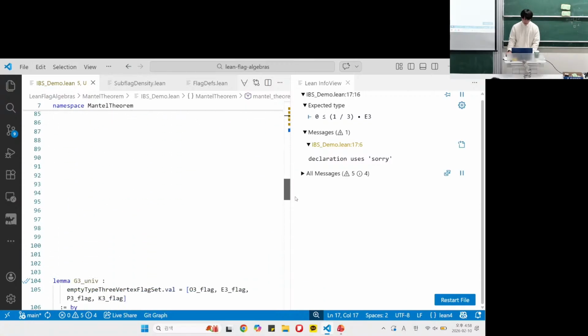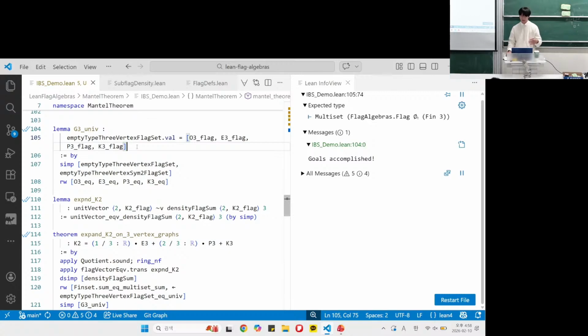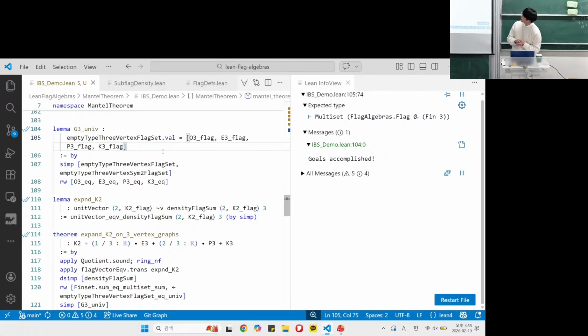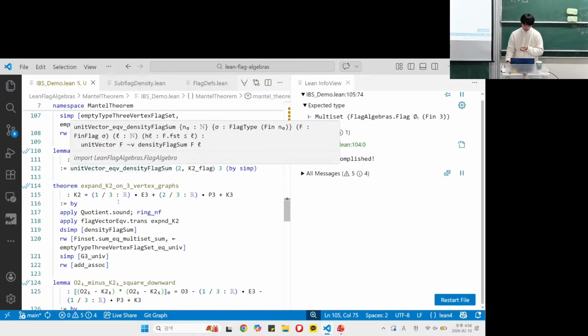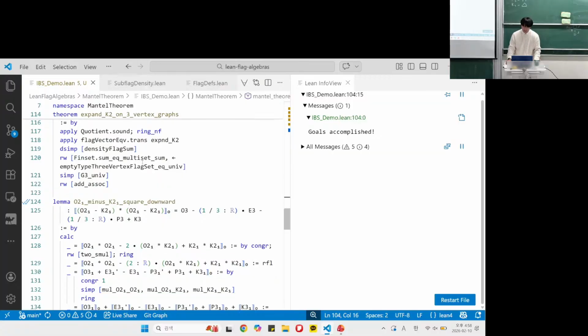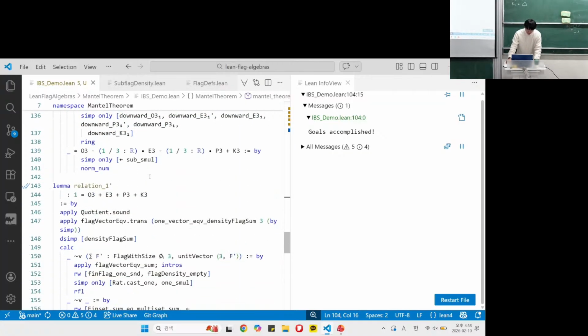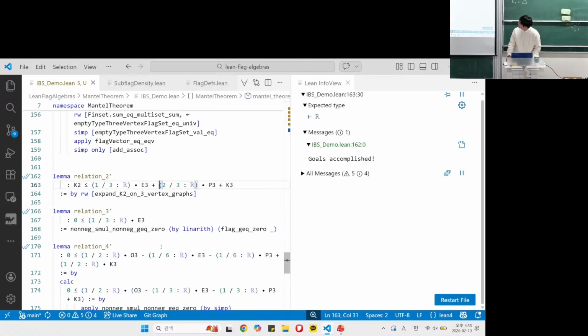The actual proof is as follows. This means the universe, the set of all graphs with three vertices, there are only 4 cases. Using these, we can prove relation 1 as follows. And 2, 3, 4.